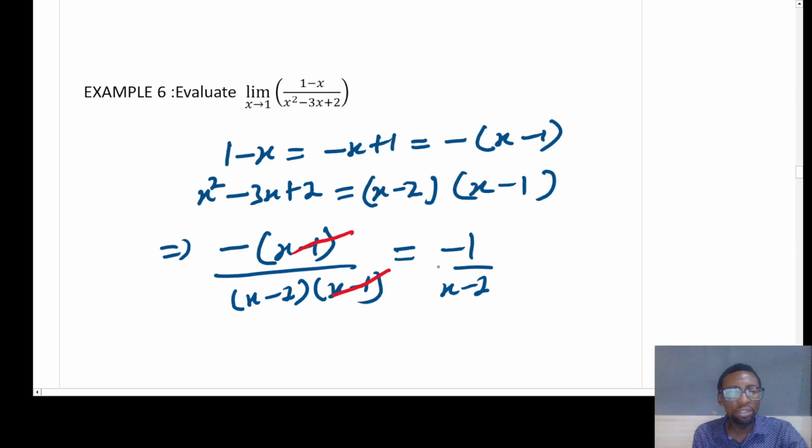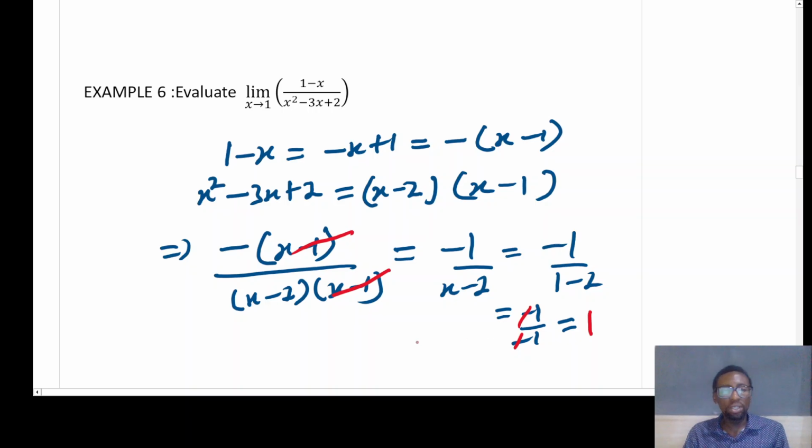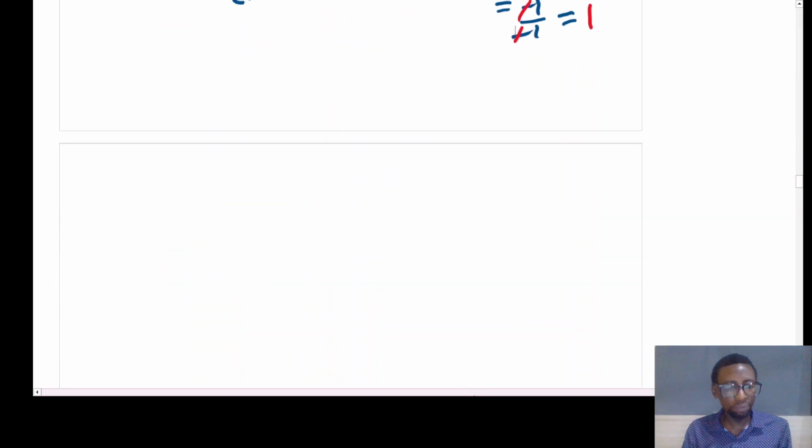So I can take my limit now. What's the limit? Limit is as x tends to 1. So that will be minus 1 over 1 minus 2, and that was like minus 1 over minus 1. And our answer will be what? Minus 1 over minus 1. Our answer will be 1.